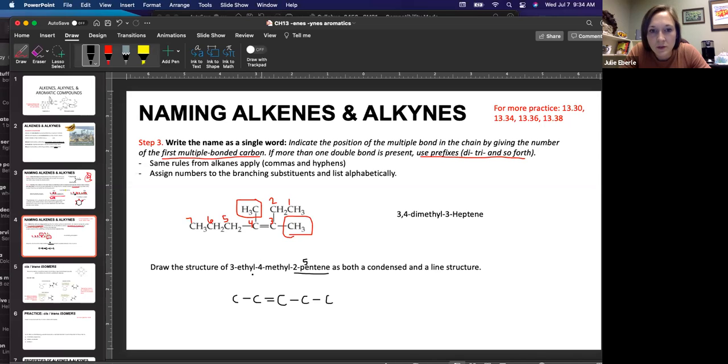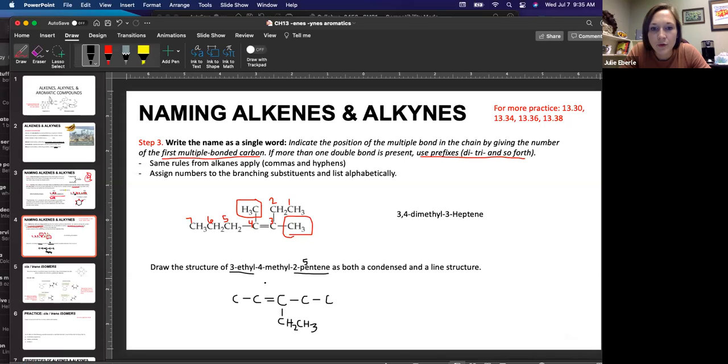Now, we've got some substituents. Off of carbon 3, I've got an ethyl group. So this is carbon 3 right here. It doesn't matter if you branch it up or down. And an ethyl group is a 2-carbon substituent. So that's going to be CH2, CH3. I feel like I am slow as Christmas with this draw tool.